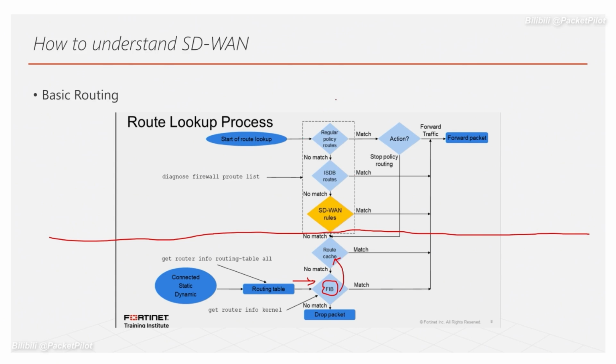Specifically, for the FortiGate firewall, all these policies can be divided into three parts. The first part, which has the highest priority, is the regular policy routing. The second part includes some routing information carried by ISDB. The third part, which is our focus, is the routing information related to SD-WAN. When a packet arrives at the firewall, it is basically matched in a top-down order.